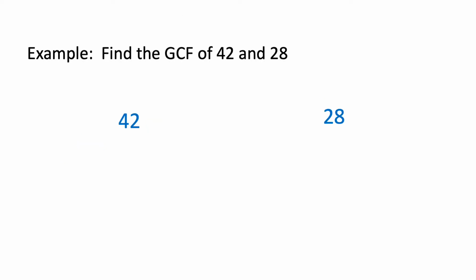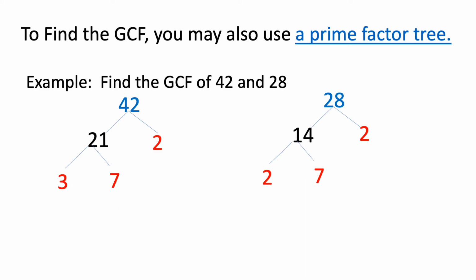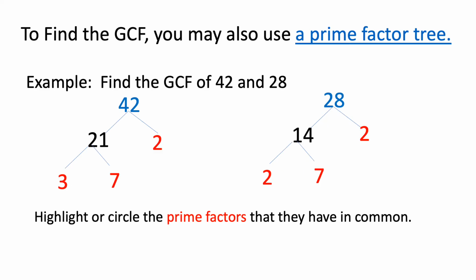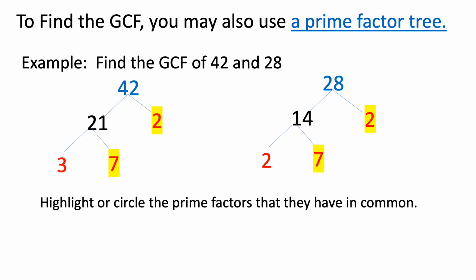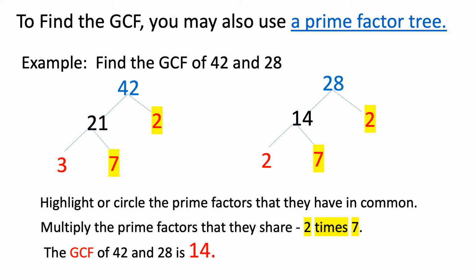If we look at 42 and 28, 42 can be broken into 21 times 2, and 21 can break down to 3 times 7. So we have 3 prime numbers. 28 divides into 14 times 2, or 2 times 7. Notice with these two numbers, they have two numbers in common. They both have a 2 and a 7. So to find the greatest common factor, we multiply 2 times 7. The greatest common factor of 42 and 28 is 14, because 2 times 7 is 14.